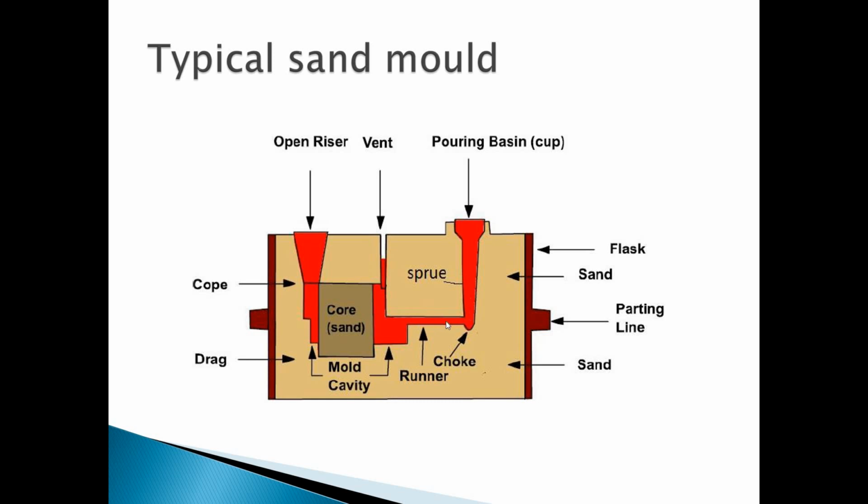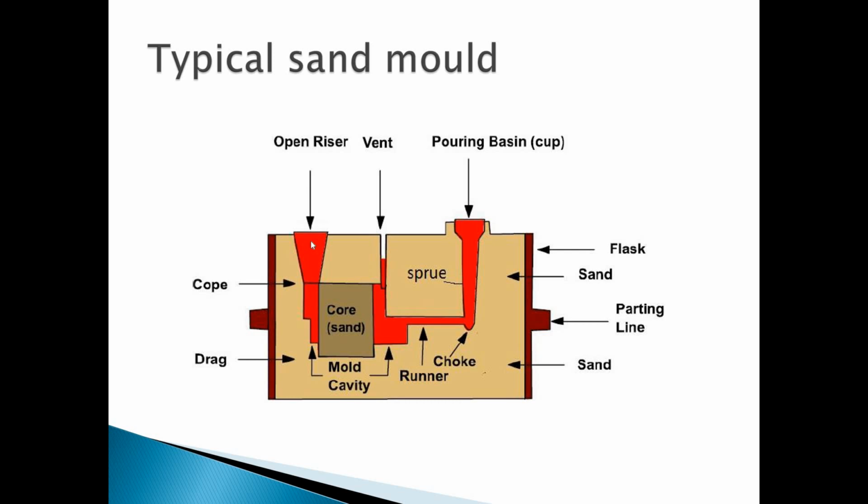Then this is a runner for flowing your metal, and then it goes inside your mold cavity. This is your mold cavity. This is a core. If we want holes inside the component, then we prepare a core. These mold cavities are the actual components we are going to prepare here. The liquid metal comes in from here and then goes upward.